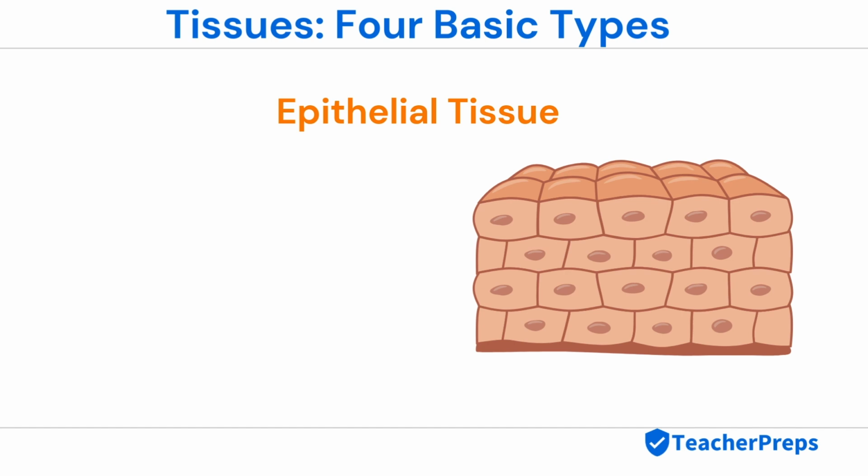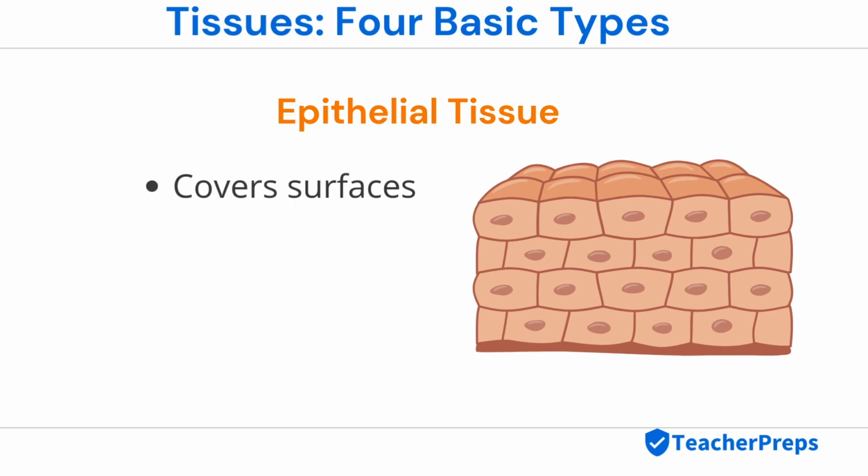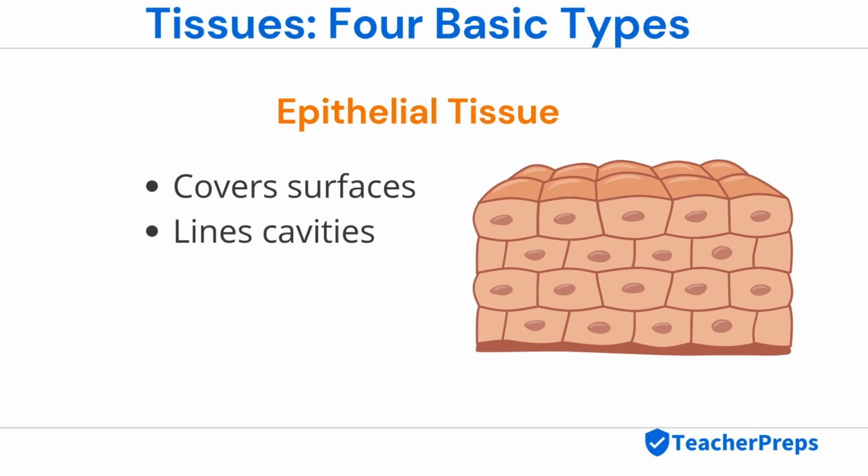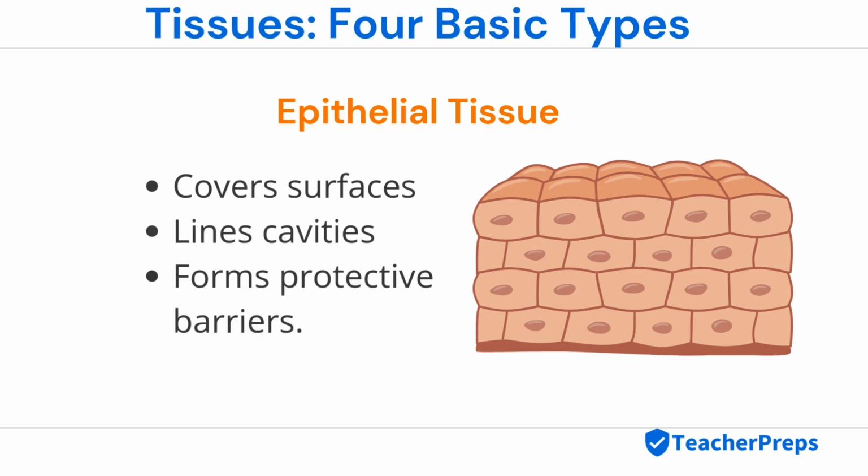Now, let's discuss the four basic types of tissues, starting with the epithelial tissue. Its function is to cover surfaces, line cavities, and it also forms protective barriers.